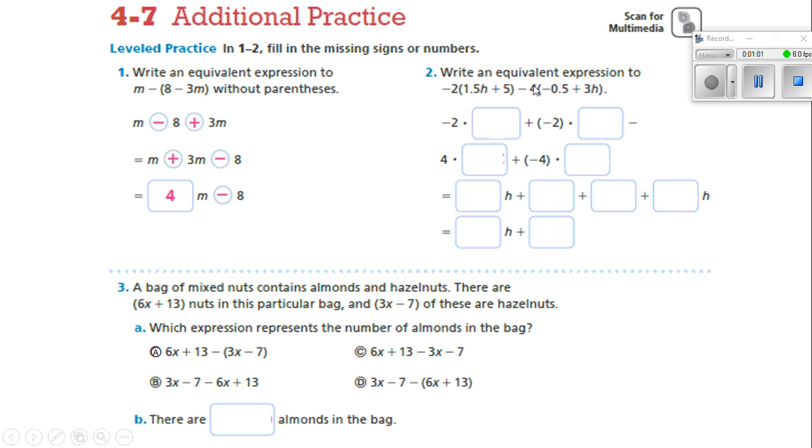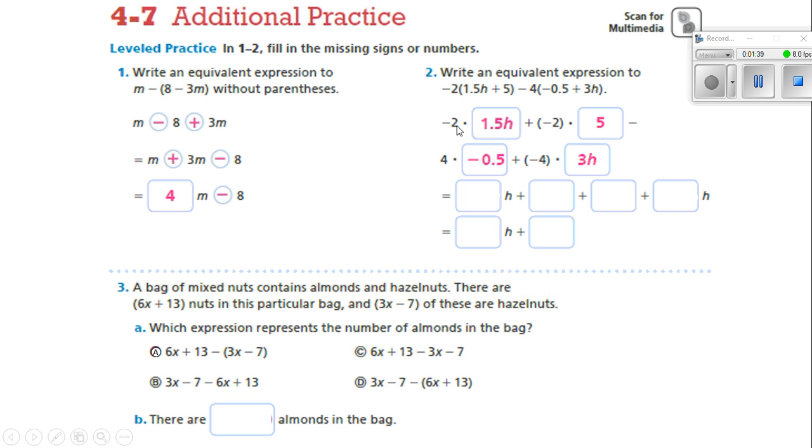Number 2 says write an equivalent expression to -2 times 1.5h plus 5 minus 4 times -0.5 plus 3h. Well, a negative 2 down here is going to get multiplied to 1.5h, and it's also going to get multiplied to 5. Then we've got -4 over here, and that's going to get multiplied to -0.5, and it's going to get multiplied to positive 3h.